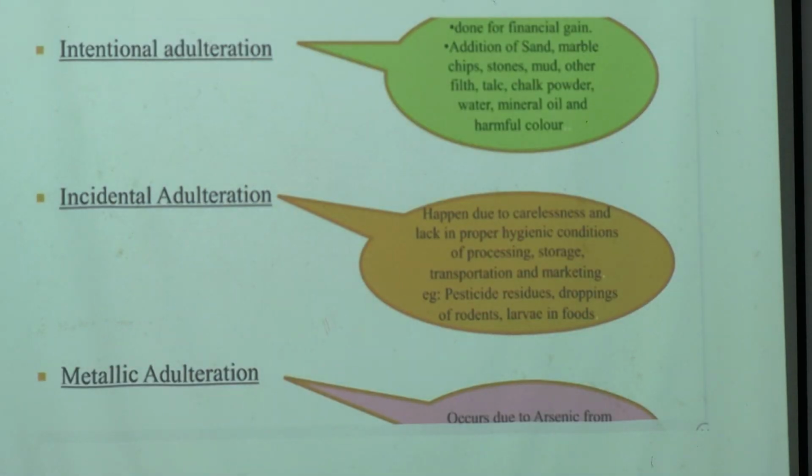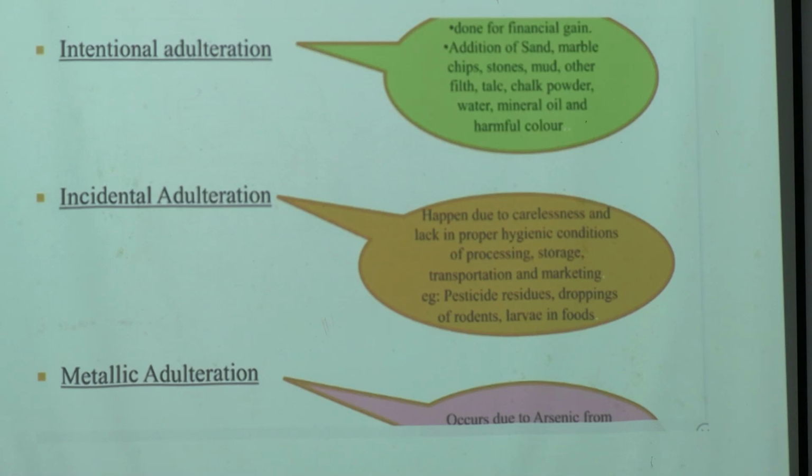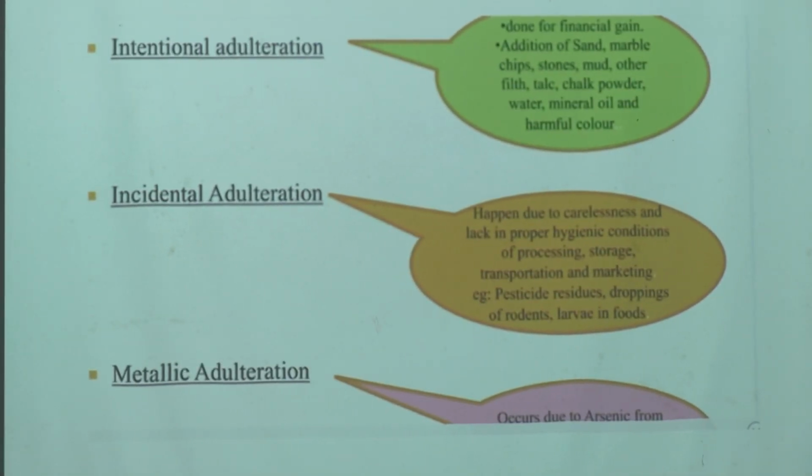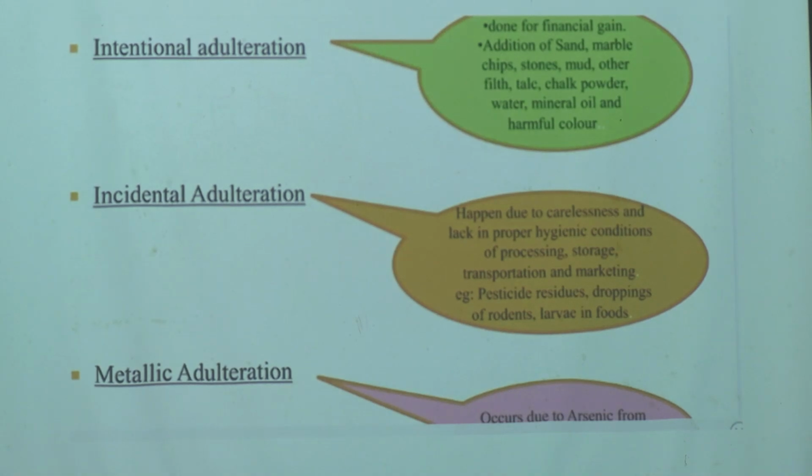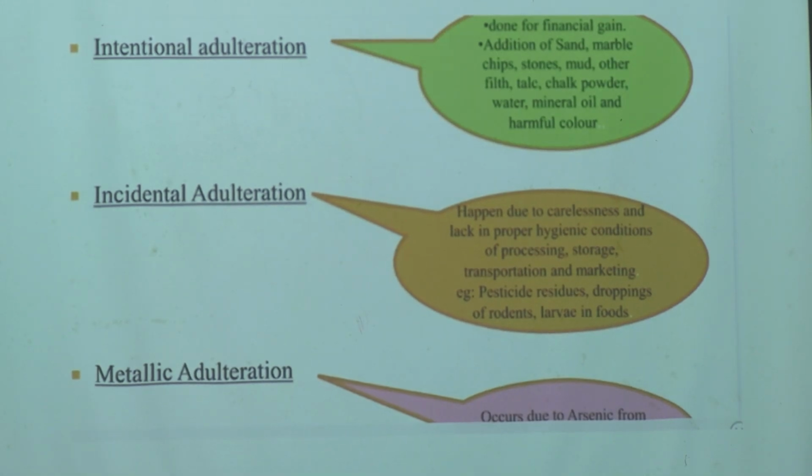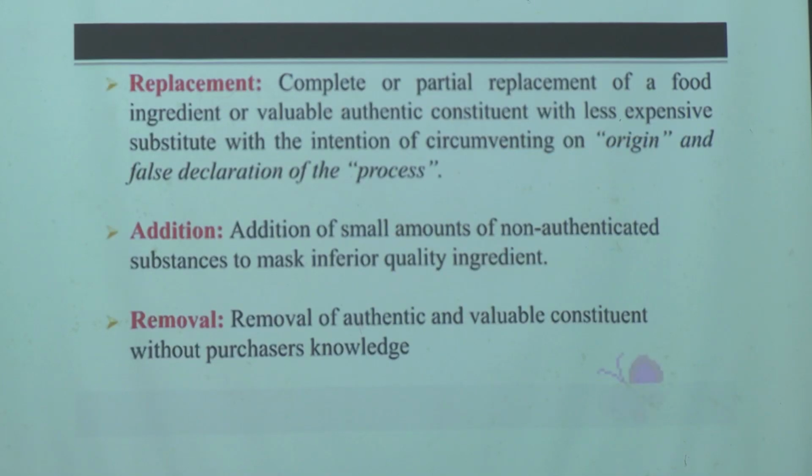Now, intentional adulteration is done for financial gain. You're adding sand, marble chips, stones, mud, other filth, talc, chalk powder, water, mineral oil, and harmful colors. Incidental adulteration is due to carelessness. You didn't have any problems as such, but you are lacking in proper hygiene in processing, storage, transportation, marketing. Here the adulteration is basically pesticides, rodenticides, droppings of rodents, larvae in foods, and metallic adulteration due to metals like arsenic, which is pretty rare.